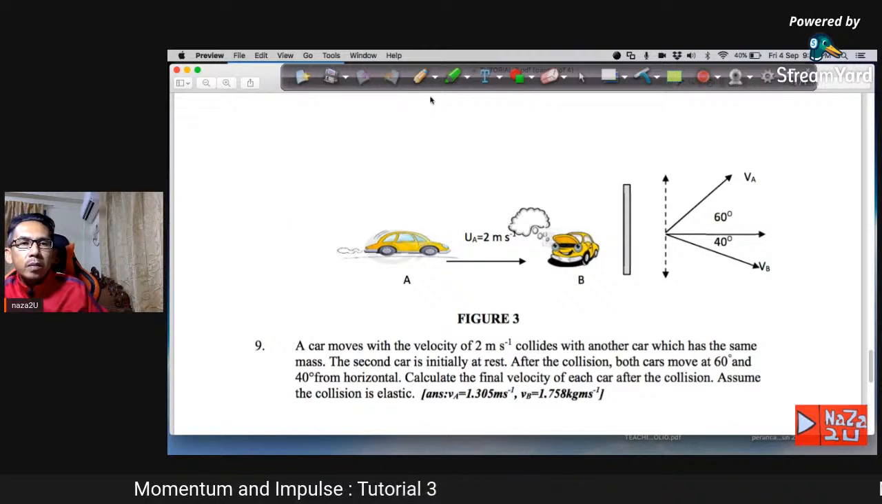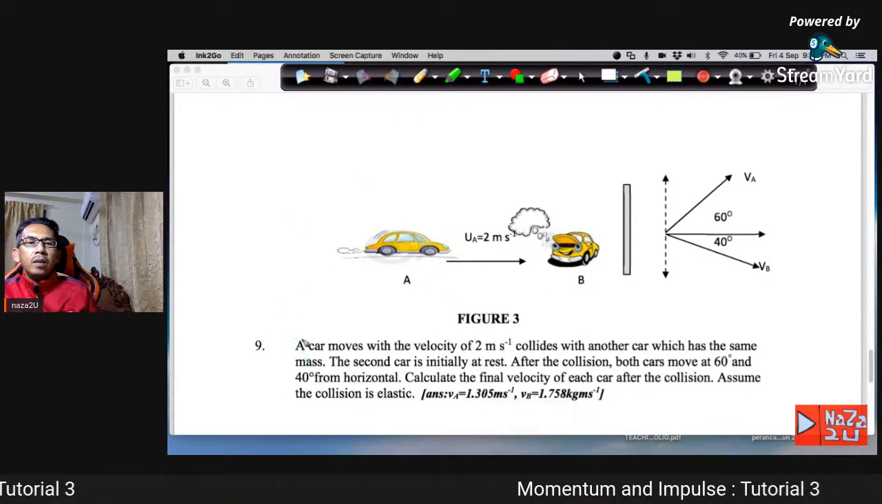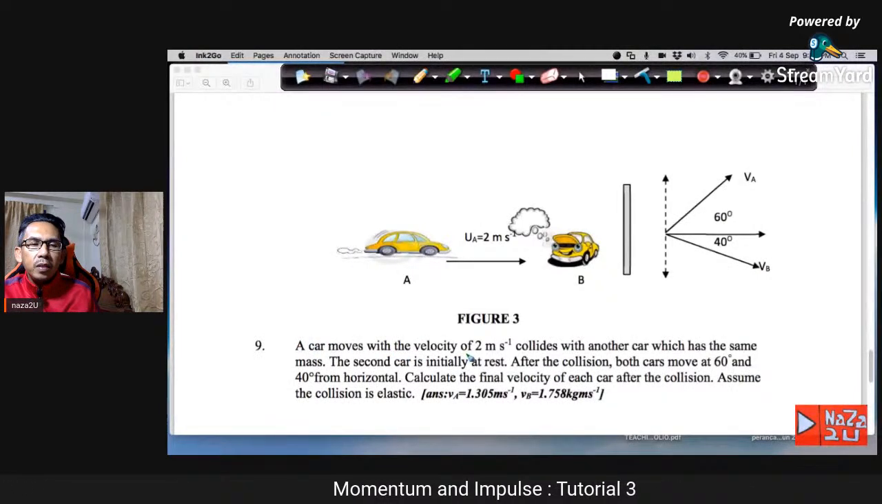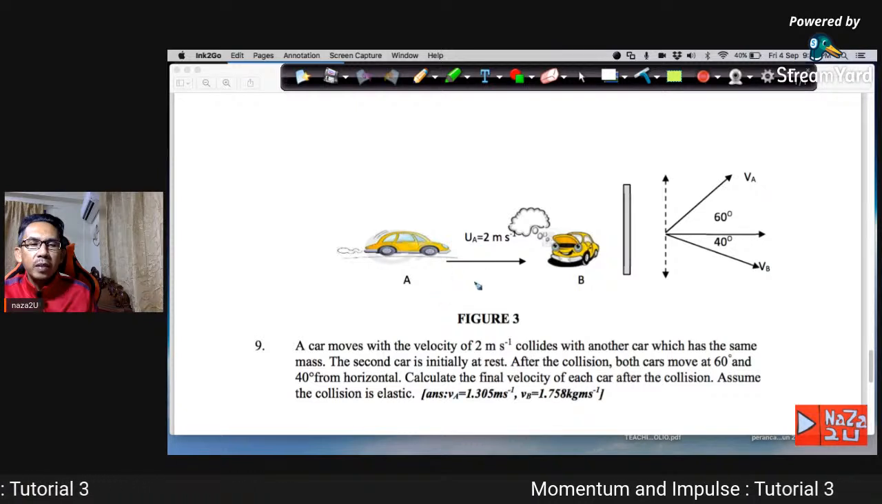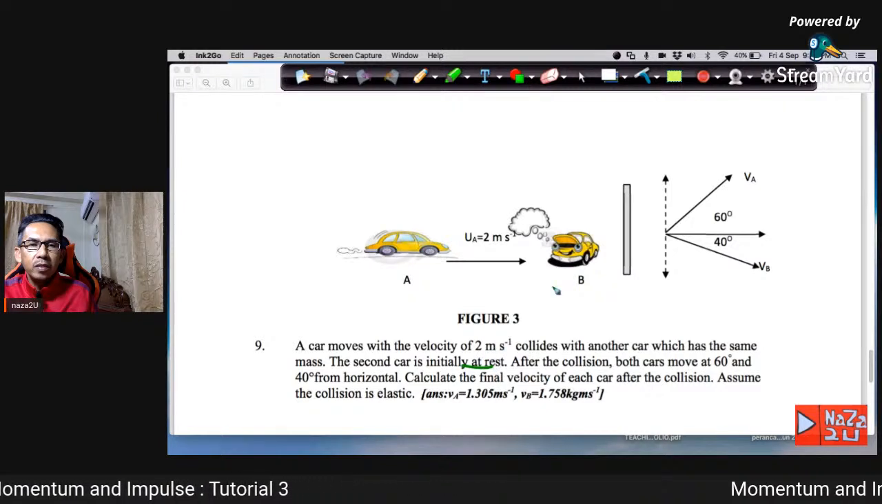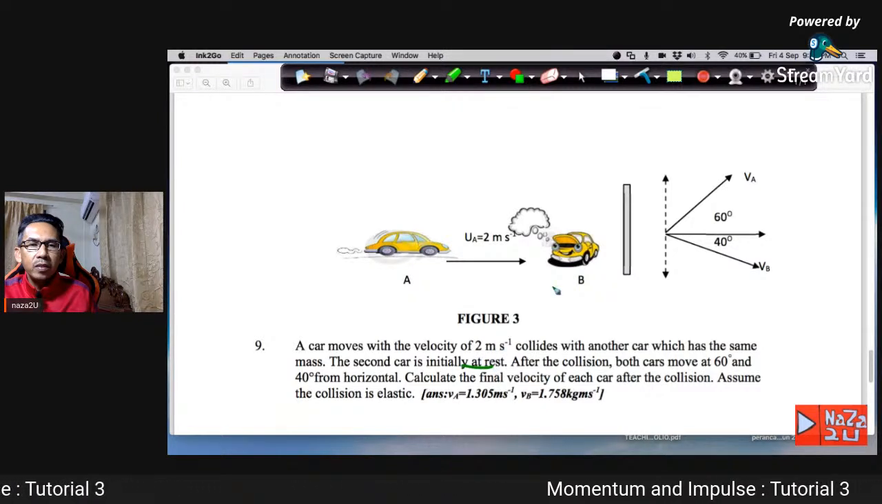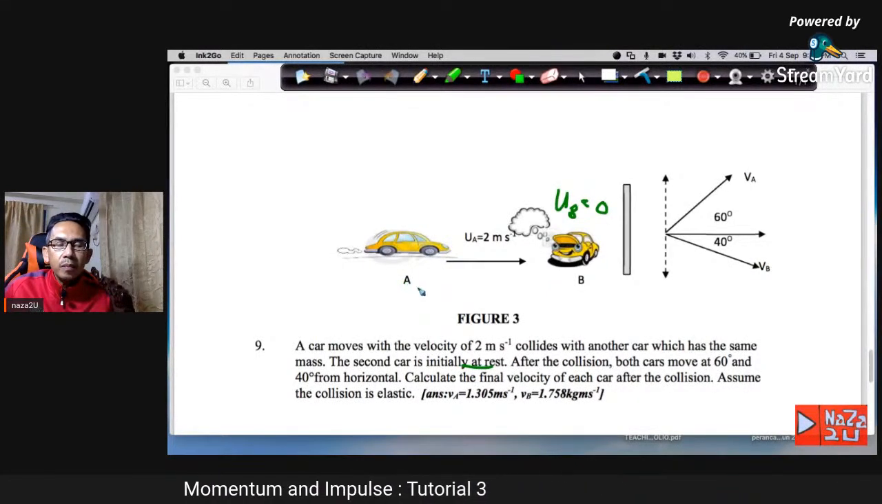Okay, question number 9. A car moves with a velocity of 2 meter per second. So you can see in the figure here, the car with 2 meter per second, and the second car has the same mass, but the second car is initially at rest. So this is equal to 0. So this is the initial U for car A.